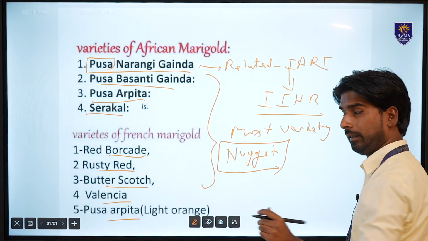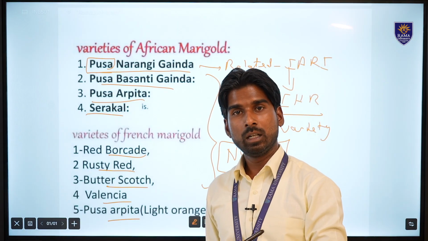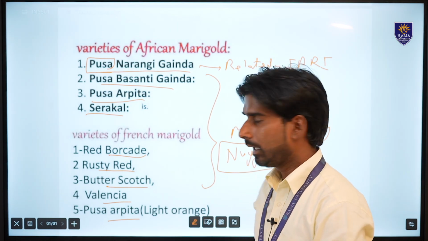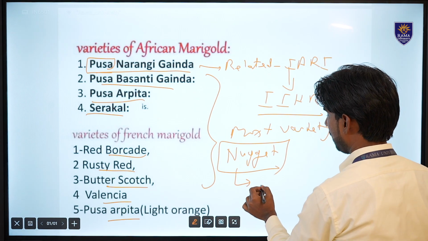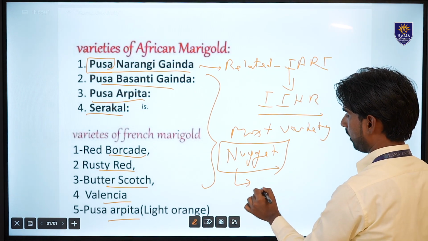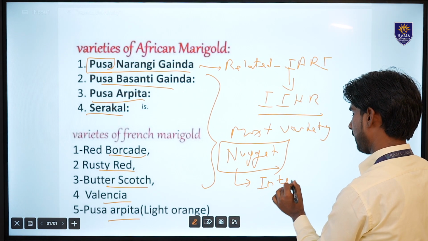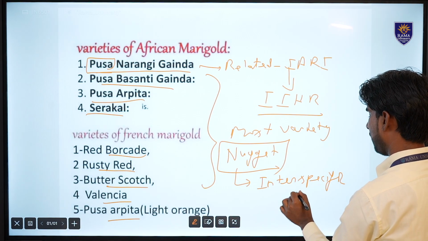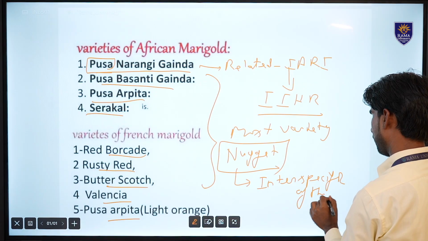Nugget is a variety of marigold. It is an important characteristic of the interspecific variety of the marigold.